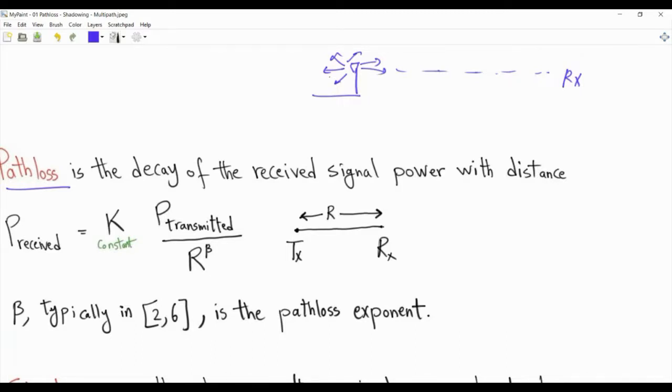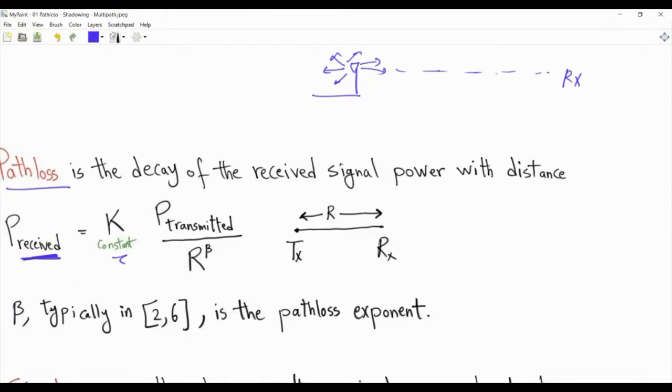And of course, wireless systems do not operate in free space. There are all sorts of things: the ground, buildings, people, vehicles, and so on. So propagation in the wireless environment is very complicated, but we can abstract things using this simple formula, that the received power is some constant K multiplied by the transmitted power, divided by the separation between the transmitter and receiver raised to some power beta.